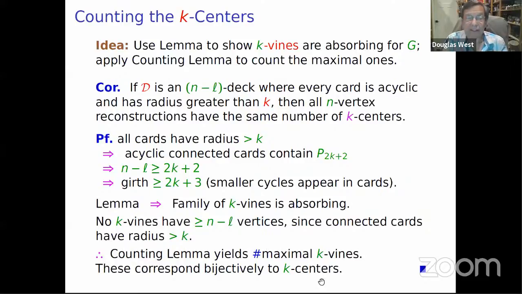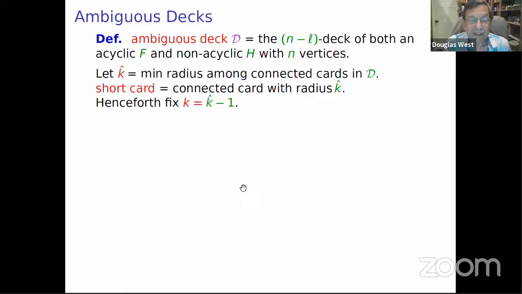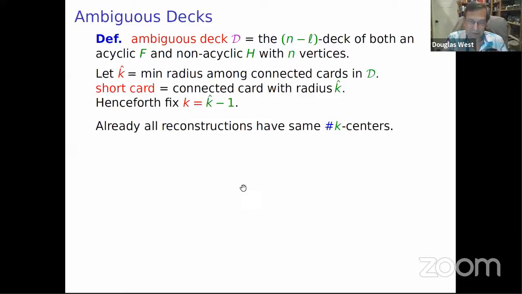And so again, we already know that all reconstructions have the same number of k-centers. Now, in order for that to make sense, we're going to now fix the value of k. It's one less than the minimum radius among all the connected cards in our deck. Okay, so for that special value, all reconstructions will have the same number of k-centers.